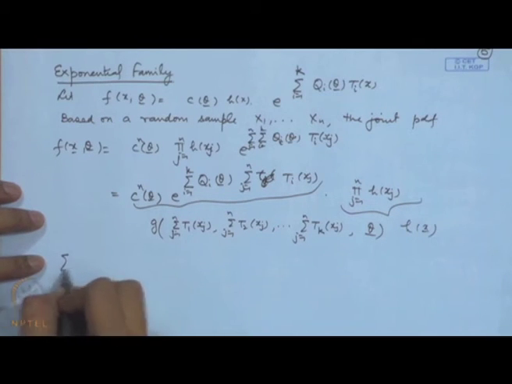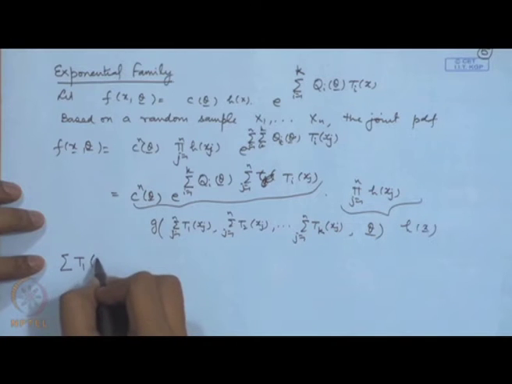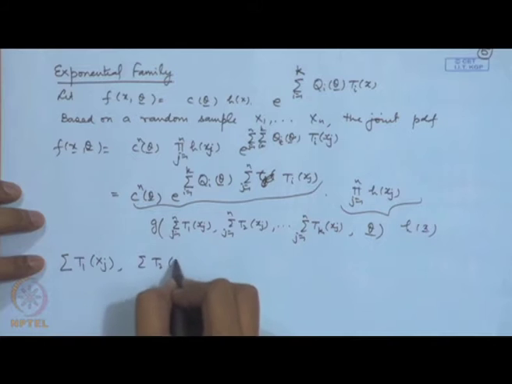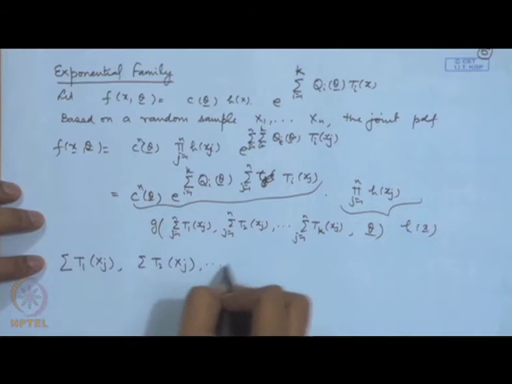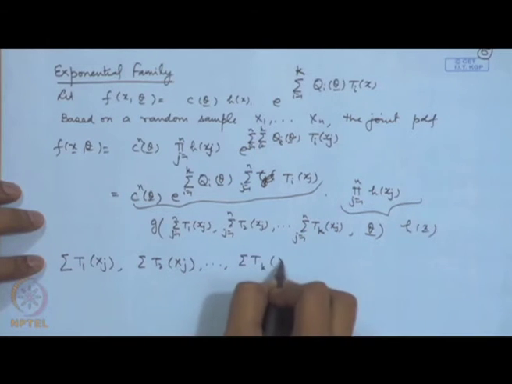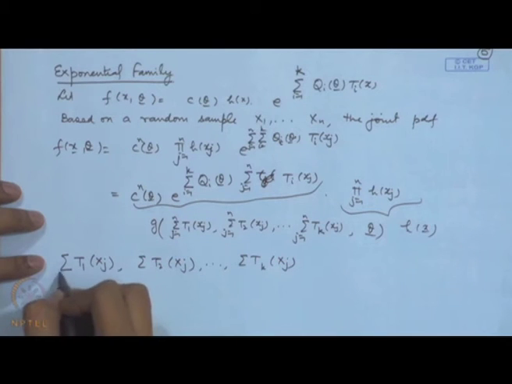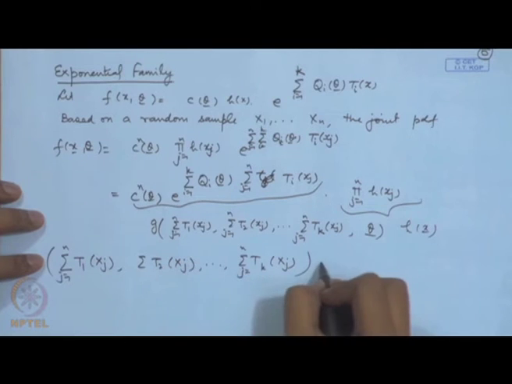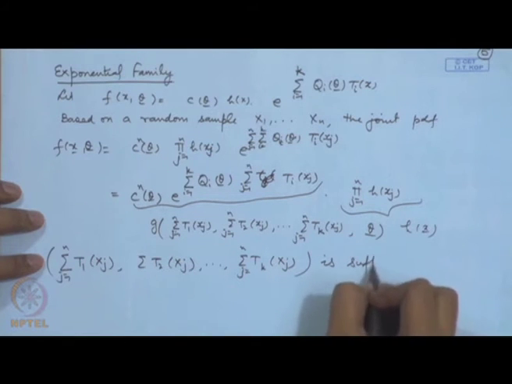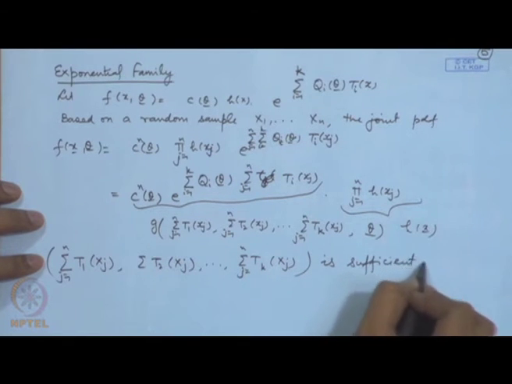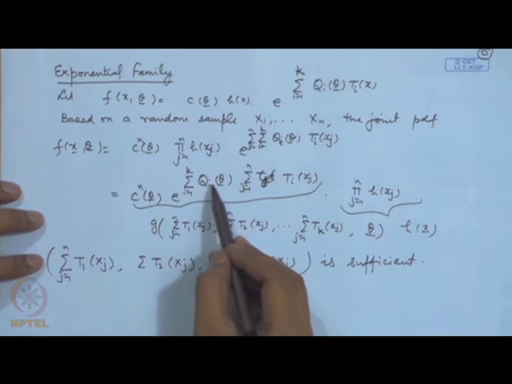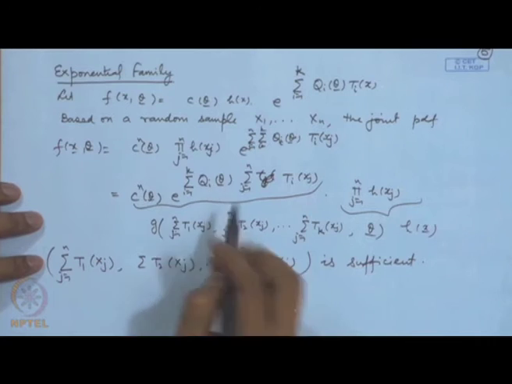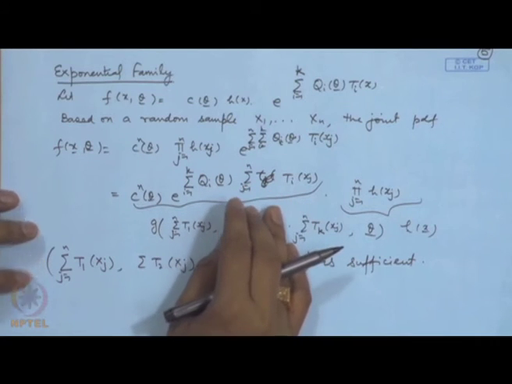So, we conclude that sigma of t 1 x j, sigma of t 2 x j and so on, sigma of t k x j, j is equal to 1 to n, is sufficient. Of course, when we write like this, we assume that q 1, q 2 etcetera are linearly independent, otherwise some of the terms can be merged together.